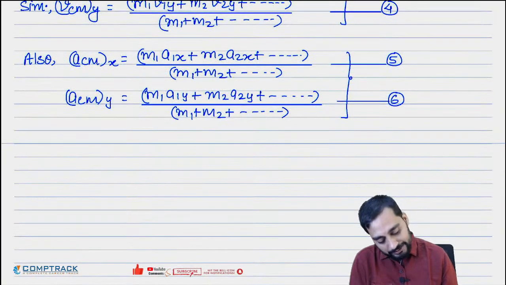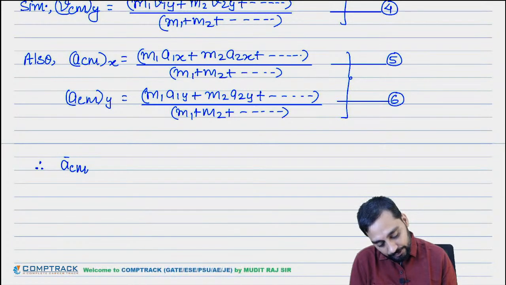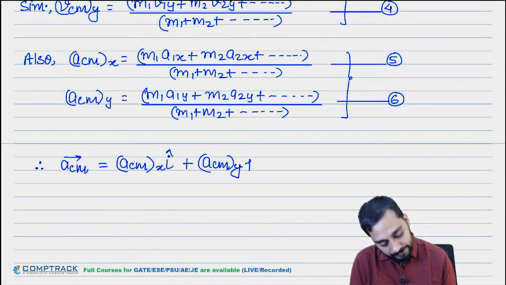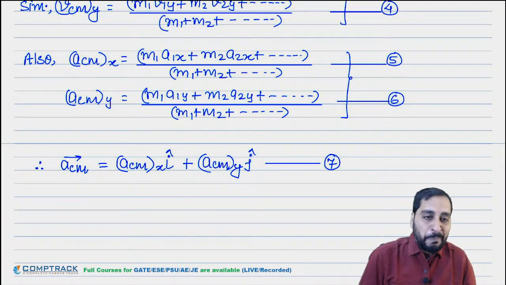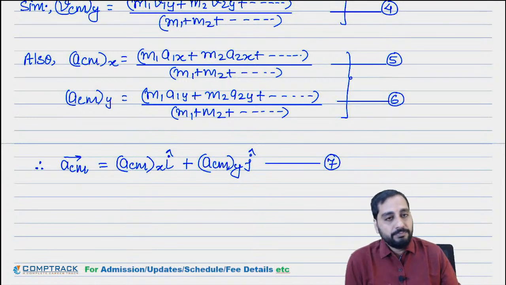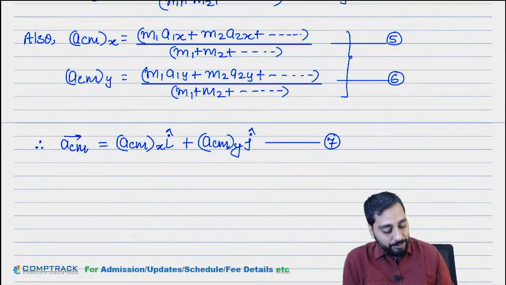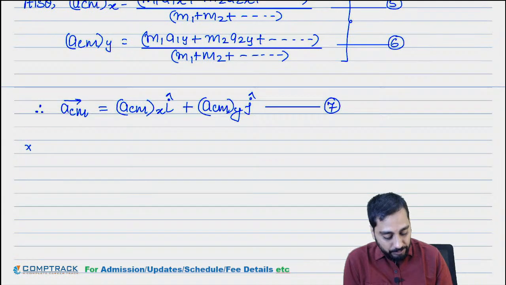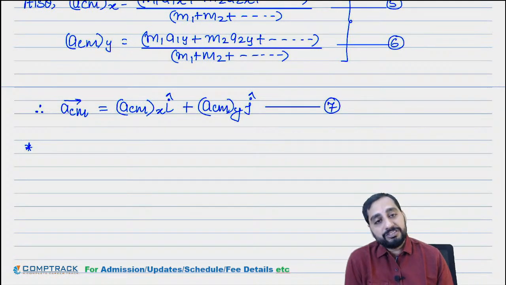So the total acceleration will be how much? Total acceleration of the center of mass. It will be acceleration of center of mass in x direction plus acceleration of center of mass in y direction, like this. So total acceleration you can also find like this. Okay, that's it.